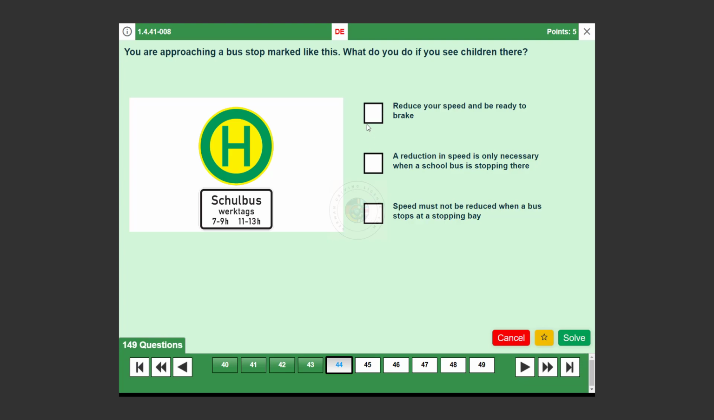Reduce your speed and be ready to brake. True. Decreasing speed and preparing to stop ensures safety around children near a bus stop. A reduction in speed is only necessary when a school bus is stopping there. False. Reducing speed is necessary regardless of the type of bus, considering children's safety.